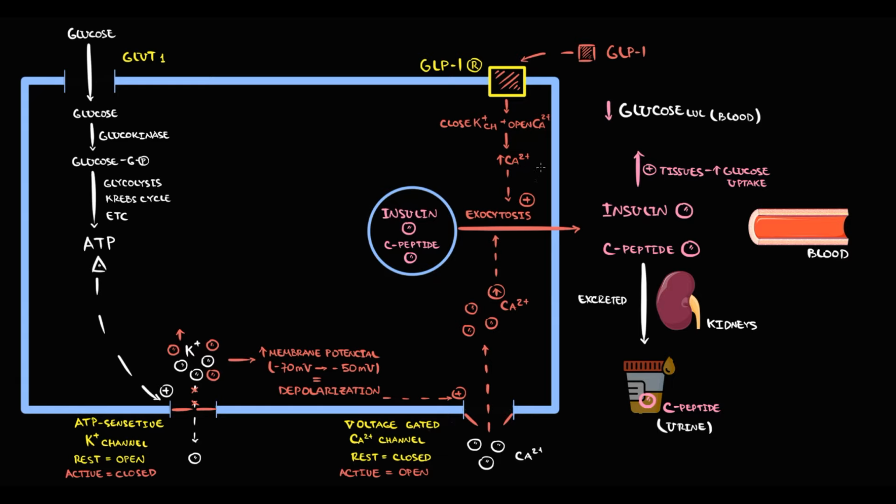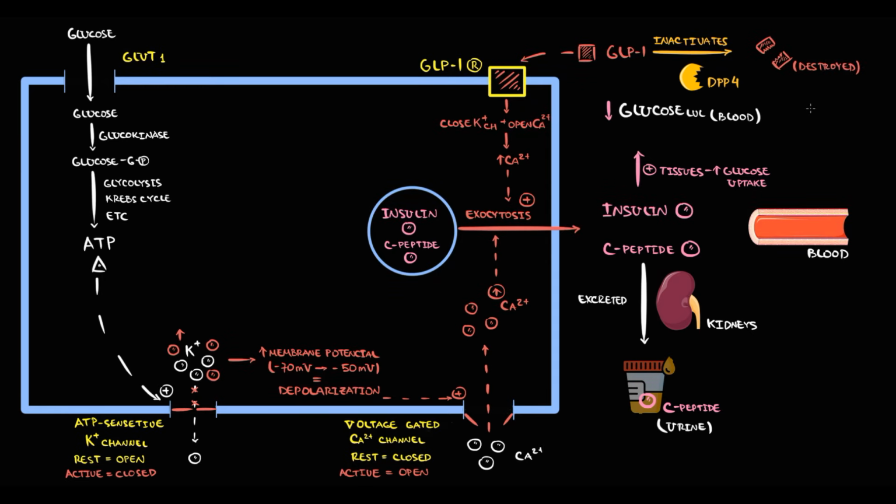Interestingly, the amount of glucagon-like peptide in the blood is controlled by a specific enzyme called dipeptidyl peptidase 4. This enzyme provides inactivation of glucagon-like peptide. In simple words, DPP4 destroys GLP-1 molecules.